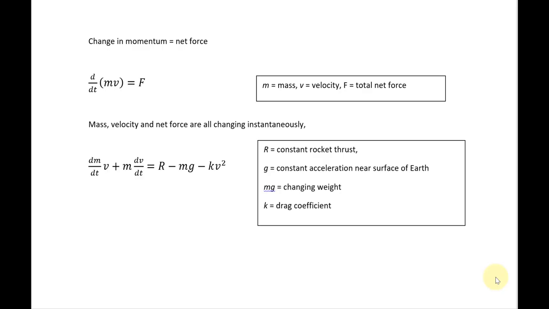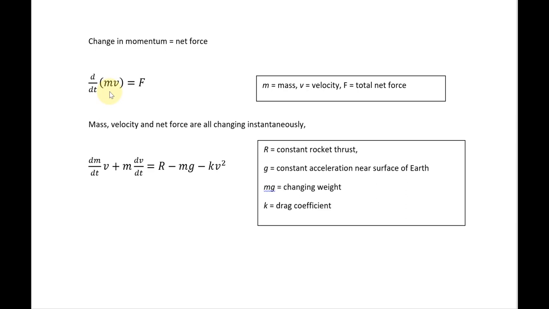We'll begin that analysis with the observation from physics that change in momentum is the net force operating in a particular system. Written mathematically, that is the change in momentum over time. This is the derivative of the momentum. The momentum is the mass times the velocity. So the time rate of change of momentum is the net force F.